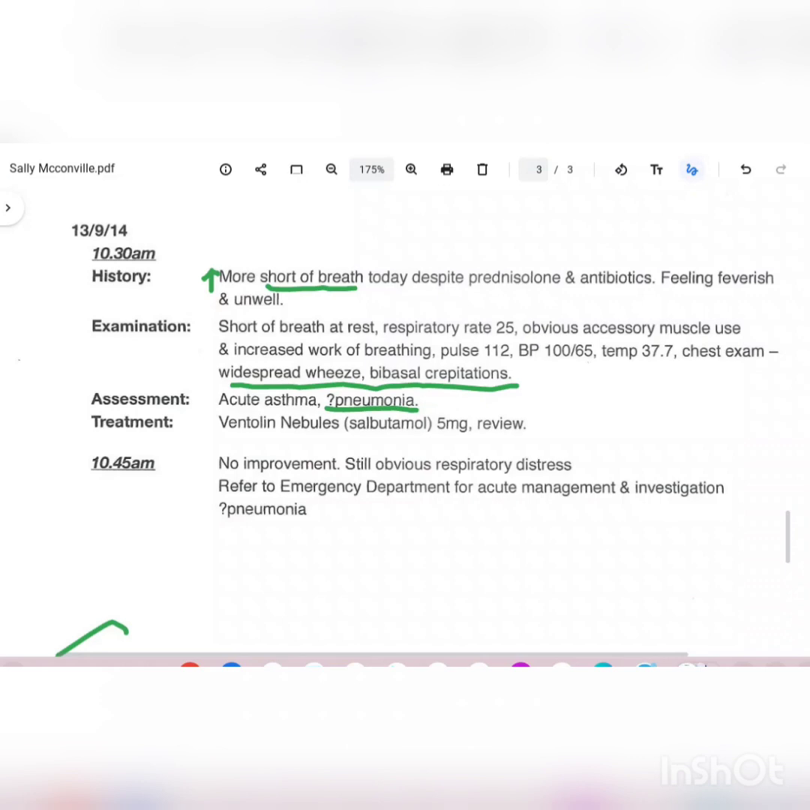Treatment: Ventolin nebule, salbutamol 5 milligram, reviewed as given, and at 10:45 no improvement, still obvious respiratory distress, so refer to emergency department for acute management and investigation, suggestive of pneumonia. So why are we referring? Because for acute management and to investigate whether the patient has a probable diagnosis of pneumonia. We want a definitive diagnosis of pneumonia, so we need investigation and management accordingly. So we need to send that patient to the emergency department.